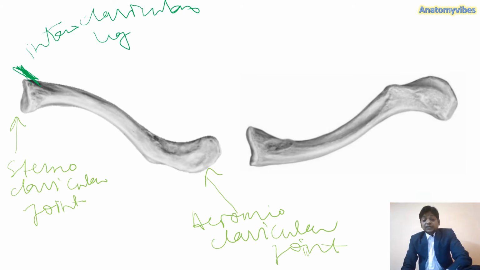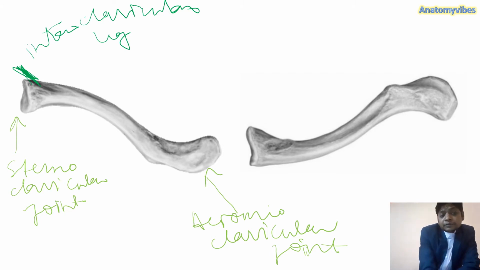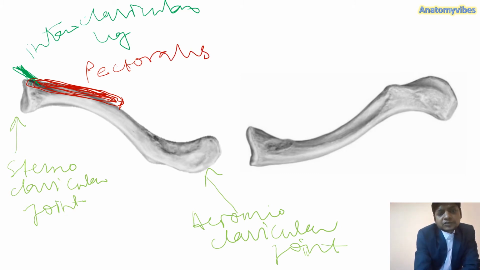Coming to other features, some muscles are attached. So what are those muscles? Let's see. Medially, almost half of the medial part on the anterior side gives attachment to one muscle known as pectoralis major.